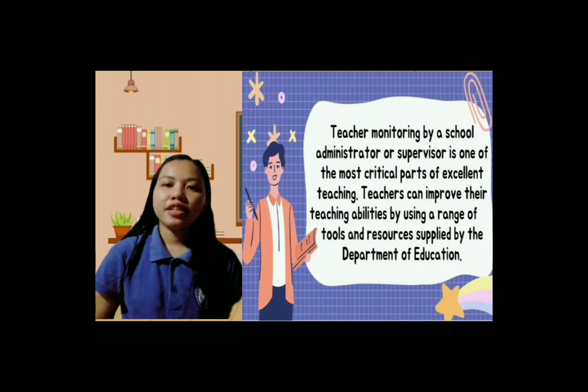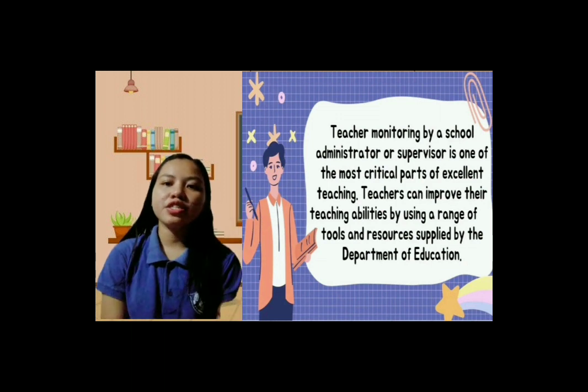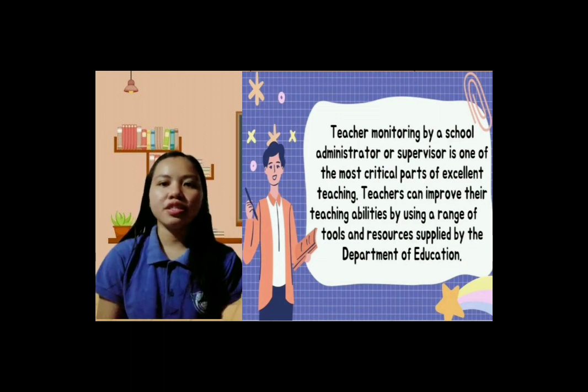According to Sullivan and Glantz 2000, supervision is the process of engaging teachers in instructional dialogue for the purpose of improving teaching and increasing student achievement. To make it more understandable, it is the process of improving instruction in order to facilitate student learning. Teacher monitoring by a school administrator or supervisor is one of the most critical parts of excellent teaching.